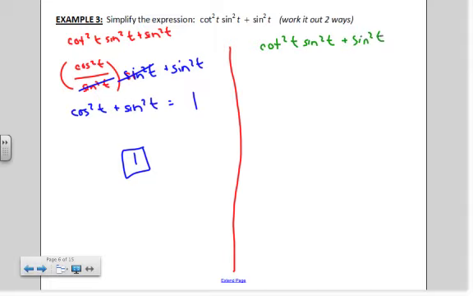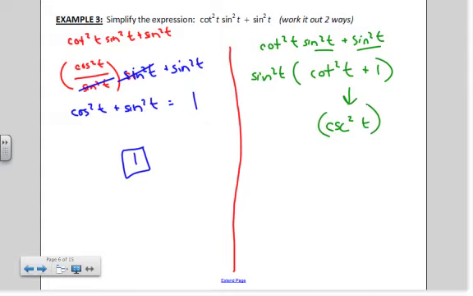Do you see that there is something common to both terms, a sine squared? So we're going to factor out the greatest common factor of sine squared, and that leaves cotangent squared plus 1. That's an identity we just learned. That is our cosecant squared t identity. So now we have sine squared of t times cosecant squared of t. How could we do that? Well, cosecant squared is 1 over sine squared. So now we have sine squared times 1 over sine squared. Those cancel, and boom, we still have 1.